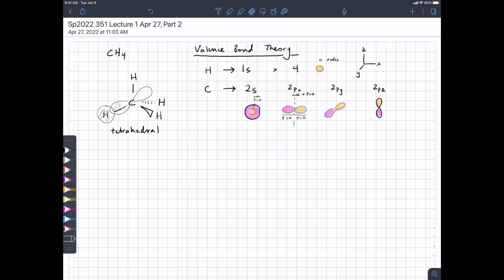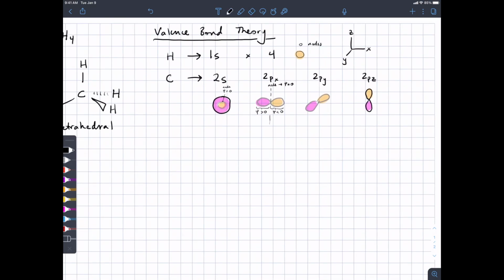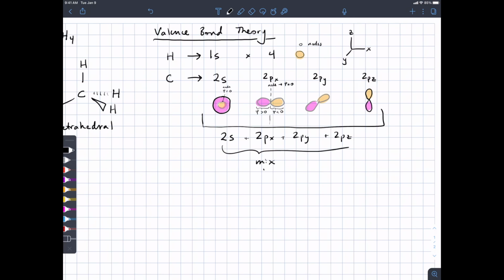And so to solve that problem, Pauling did something pretty creative, and that was to say, okay, what if I mathematically mix these together? What if I mathematically add the 2s, the 2px, the 2py, and the 2pz together? Mix them together mathematically and see what comes out.